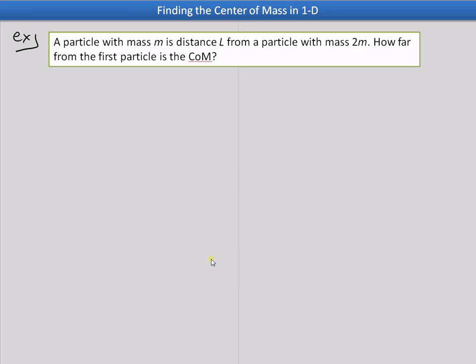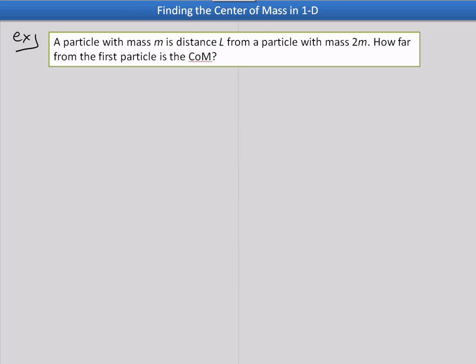Okay, so our question here gives us 2 particles. The first particle has mass m, and it's located a distance L from a second particle with twice as much mass. And we want to find the center of mass of these 2 particles relative to the first. Now the real key here for calculating the center of mass is to be smart with your coordinates. We can put our origin anywhere we want, and a good place to put the origin is on top of one of the particles. Okay, and the reason for that is that it'll make it a much simpler expression.